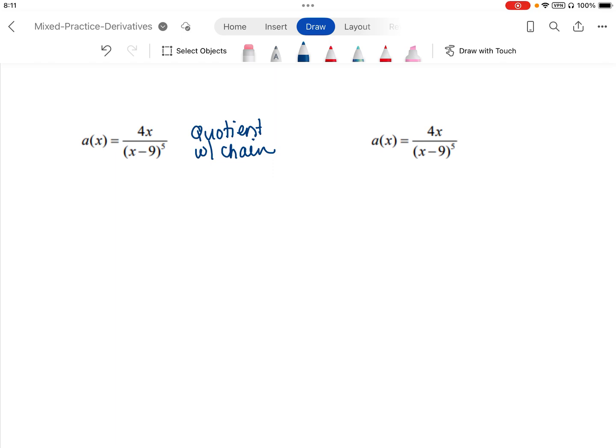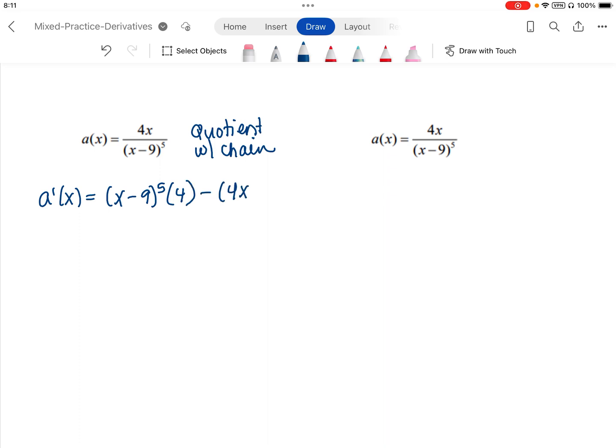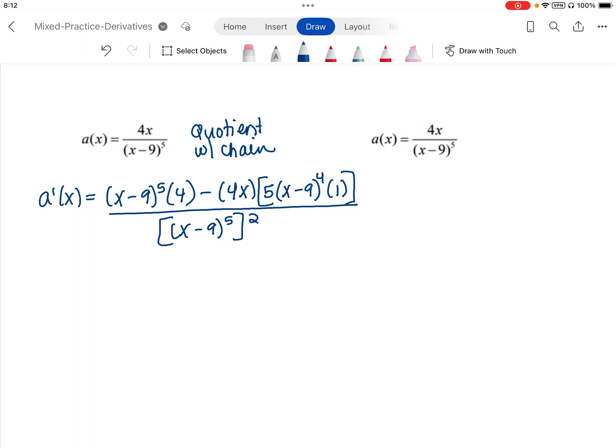So what we're going to do here is we're going to start with our quotient. So we're thinking low D high. The derivative of the top is 4 minus high D low. And this is where I've got to bring in that chain, okay? So I'm going to do chain on that bottom. So remember, chain is derivative of the outside times the derivative of the inside, okay? And then I've got this all over low low, which would look like that, okay?